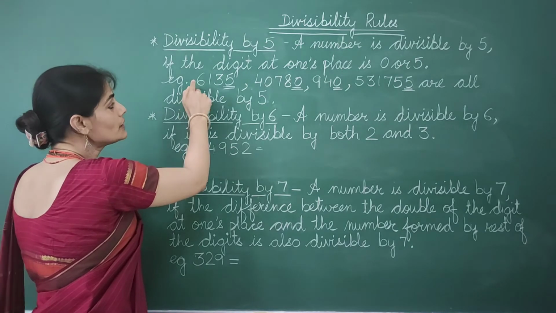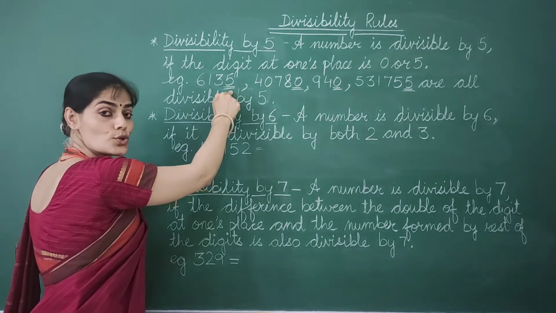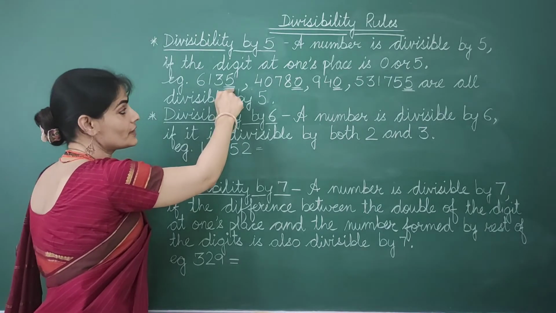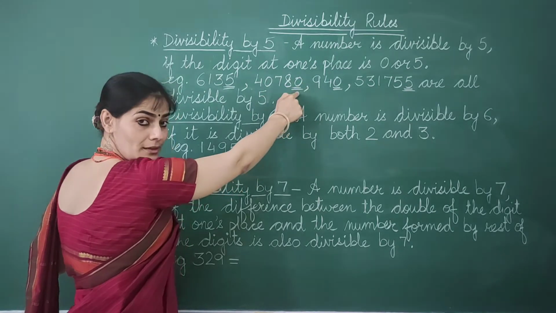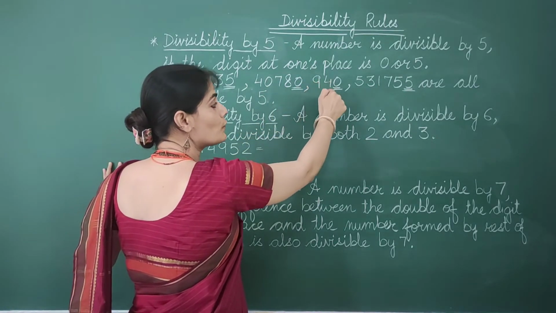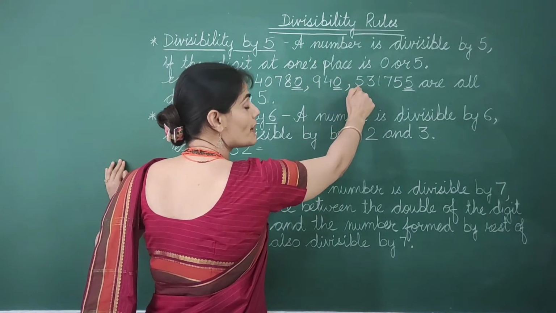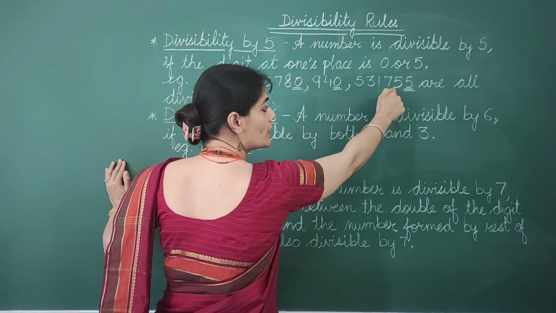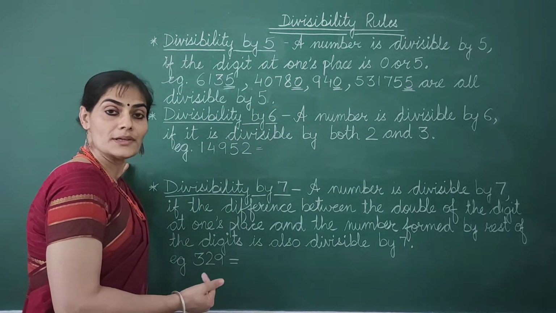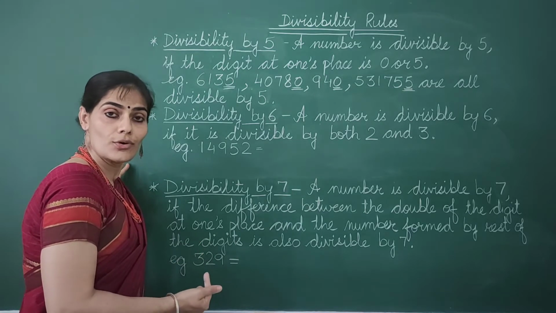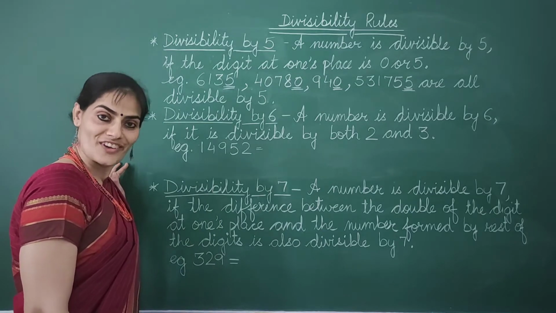For example, 6,135 is ending in 5. So it will be divisible by 5. Similarly, 40,780 is ending in a 0. 940 again is ending in a 0. This number 5,31,755 is ending in 5. So all these numbers are either ending in a 0 or a 5. That is why they are all divisible by 5.